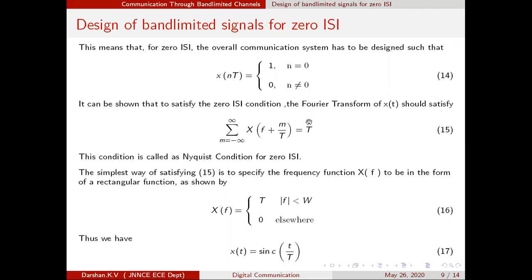Okay. In the previous class, we were discussing the concept of ISI, the inter-symbol interference. ISI stands for inter-symbol interference. And also we have obtained the condition to achieve zero ISI. This was what we had discussed in the previous class.